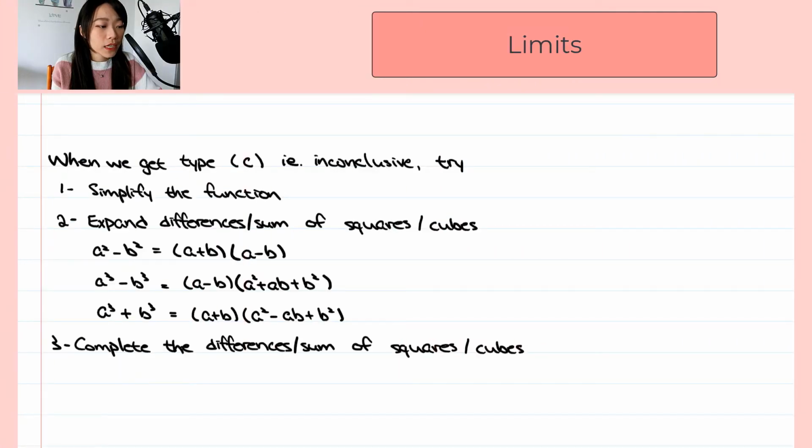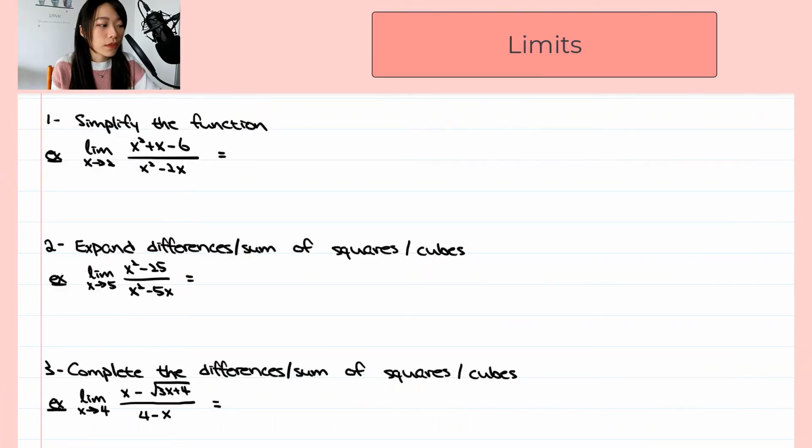When we get type C of the results, it's more complicated. When we get 0 over 0, it means the cheating rule does not help, and the cheating rule is inconclusive. So here are a few methods you can try when you get 0 over 0. The first one, try to simplify the function. Second one, try to expand if there's any difference or sum of squares or cubes. And if none of these work, then try the third one, complete the difference or sum of squares or cubes.